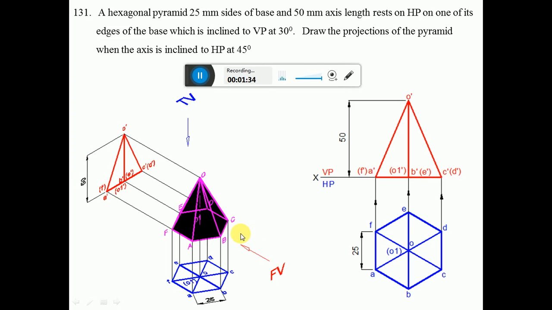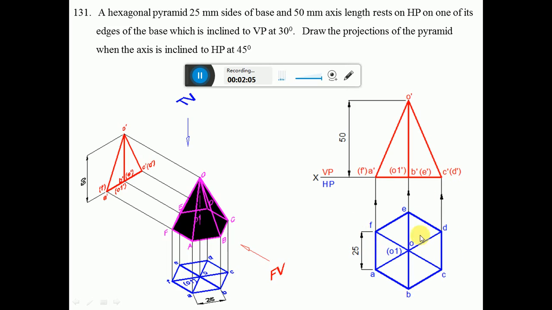When you look from the front view, I can see OAB, OBC, and we can also see OCD. So O dash A dash B dash, then we can see O dash B dash C dash, which you can see here. That is the one which has been shown here. Now the same thing is drawn in the orthographic view.